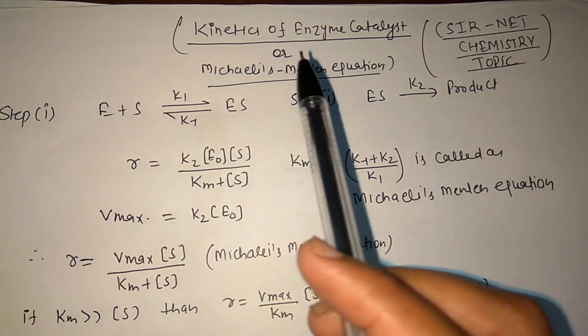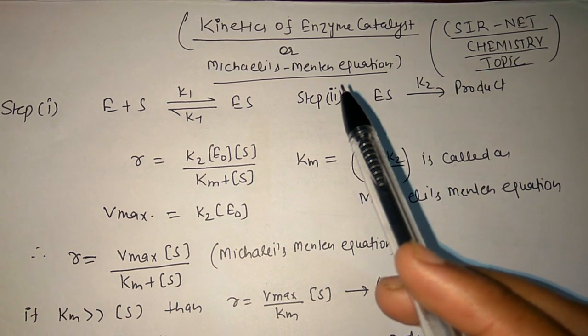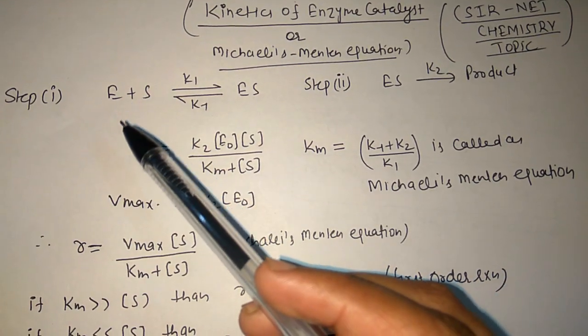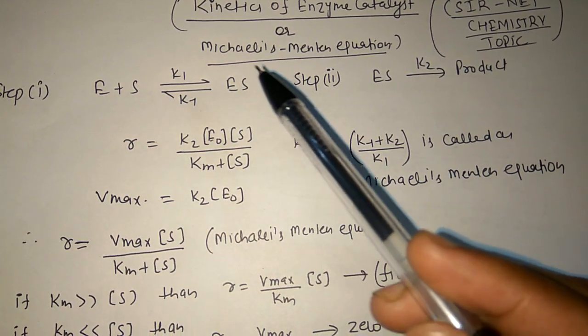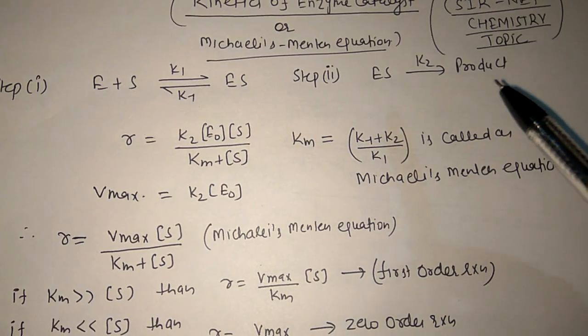Today we will discuss the kinetics of enzyme catalysis, or the Michaelis-Menten equation, which is also known as the Menten equation. Now let us consider an enzyme reacting with substrate S, leading to the formation of an enzyme-substrate complex, which is further dissociated into the product.